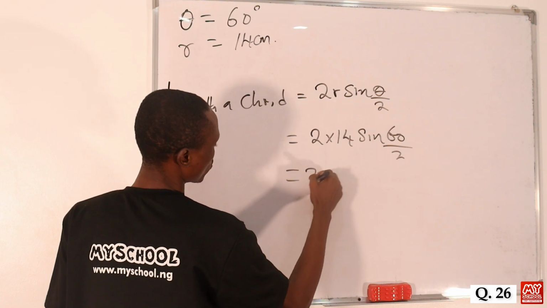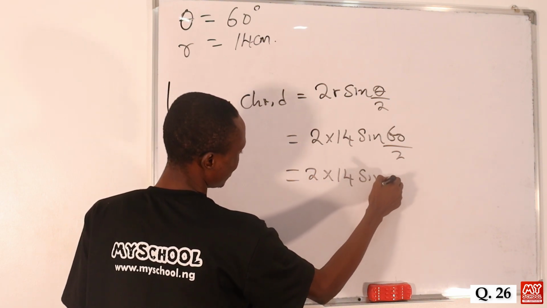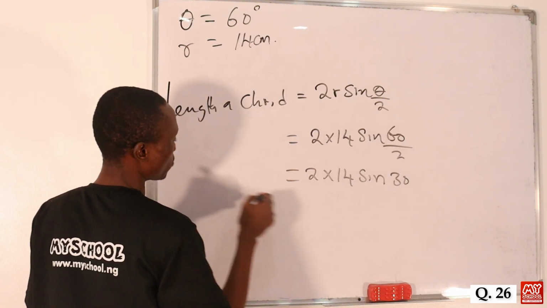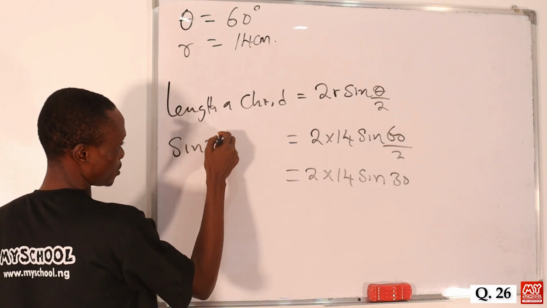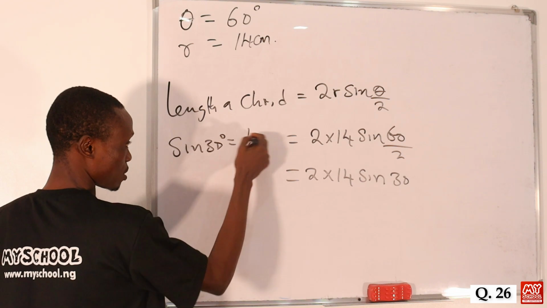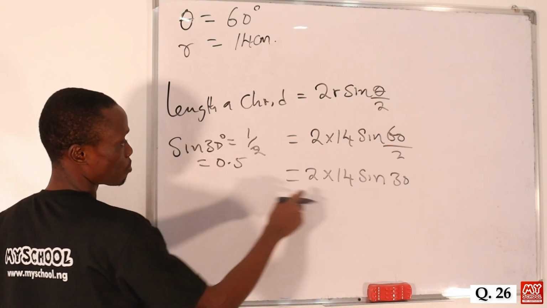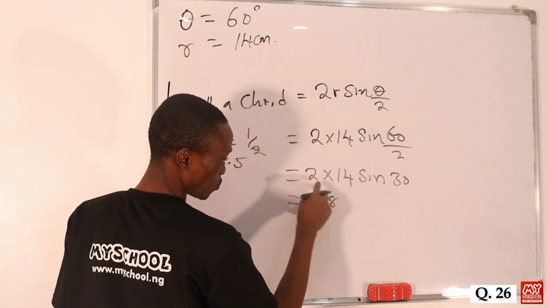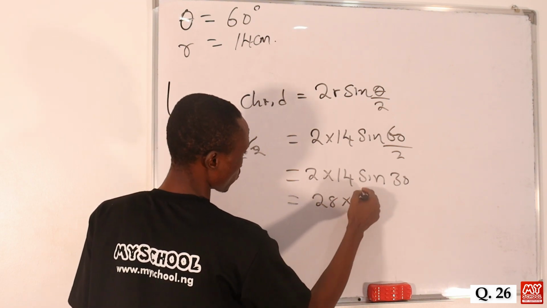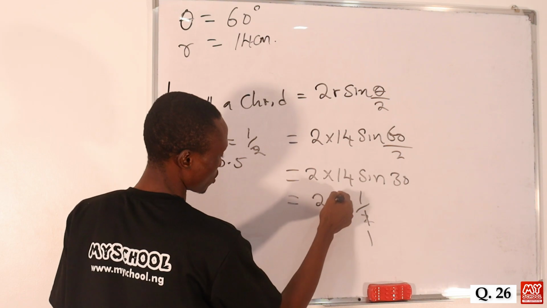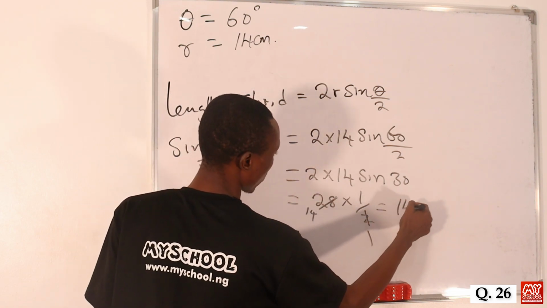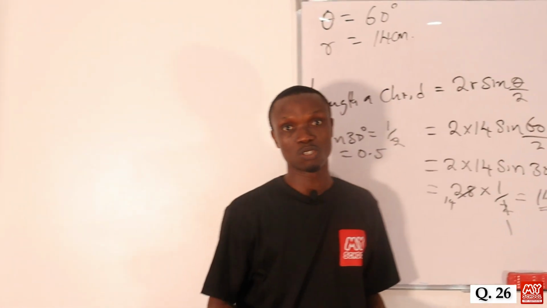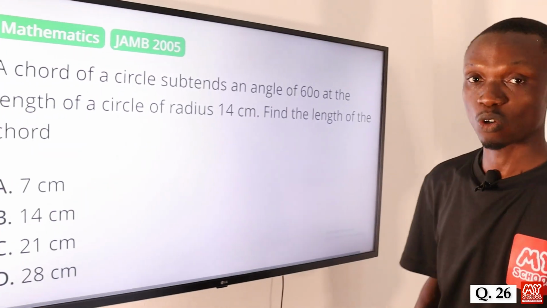So this becomes 2 times 14, then sine 30, because this 2 is going to divide this 60 to give us 30. But remember that sine 30 degrees is equal to 1 over 2, which is the same thing as 0.5. So in place of sine 30, we replace it with 1 over 2, so that we'll be having 28, which is 2 times 14, then times 1 over 2. So 2 here is 1 and 2 here is going to give us 14. So the length of the chord is equal to 14 centimeters. Let's return to the screen to pick the correct answer, and that is option B, 14 centimeters.